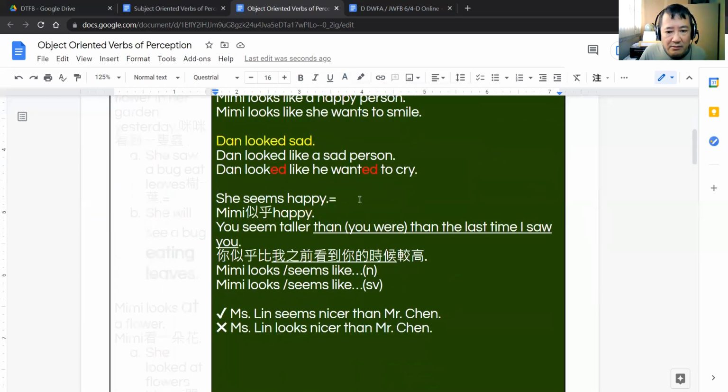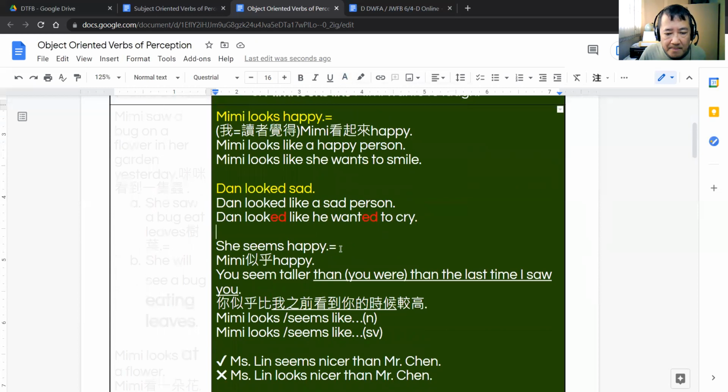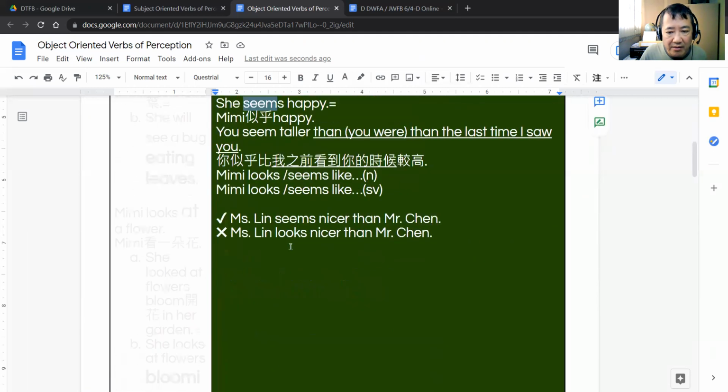Now, there are other things that you can do, okay, that we can talk about in class, when I see you in person. And what we're going to talk about is another way to say someone looks happy, someone looks sad, is using the word seem. Seem just means look, okay, right? So we will talk about that.